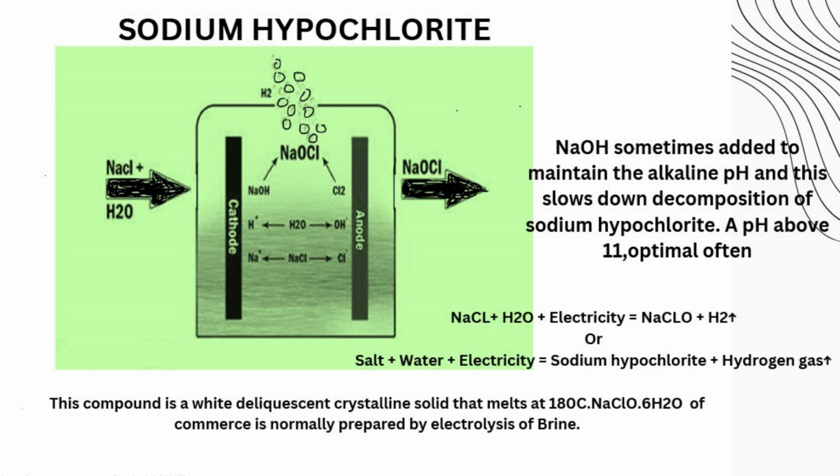You can add sodium hydroxide sometimes to maintain the alkaline pH, because this pH slows down the decomposition of sodium hypochlorite. It actually makes it stable. A pH above 11 is actually often optimal.